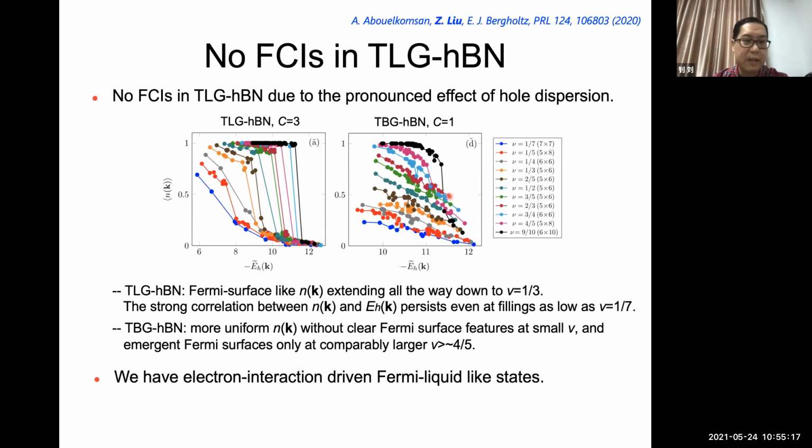So that means the twisted bilayer graphene is a more suitable platform to realize fractional Chern insulators, because the band dispersion does not dominate over the interaction. And indeed, we observe a 1/3 Laughlin state here, as I said before. In trilayer graphene, we believe we observe electron-interaction-driven Fermi liquid-like states.